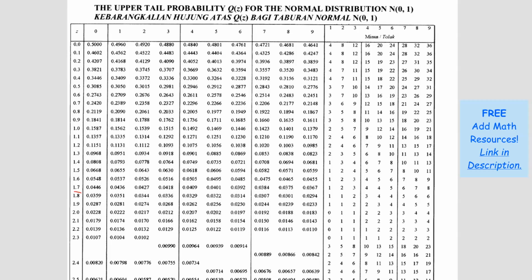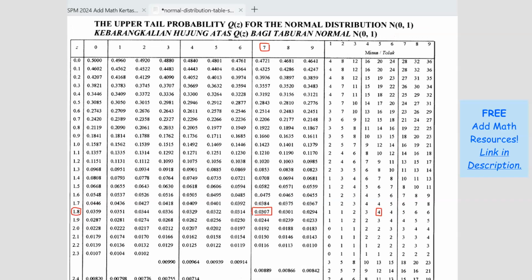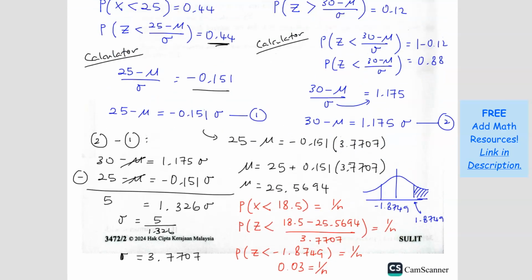So 1.8 is here, 7 is here, and then 4.9. Maybe we can take 4 or 5. Let's see. So this one here is 0.0307, and then let's say we take 5. So 4, 0.03074. Okay, so you can use 0.0374, which is also the same as ours. We also got 0.03. I'm using 0.03 so that the n value is easy to find. You can use more decimals also, no problem.